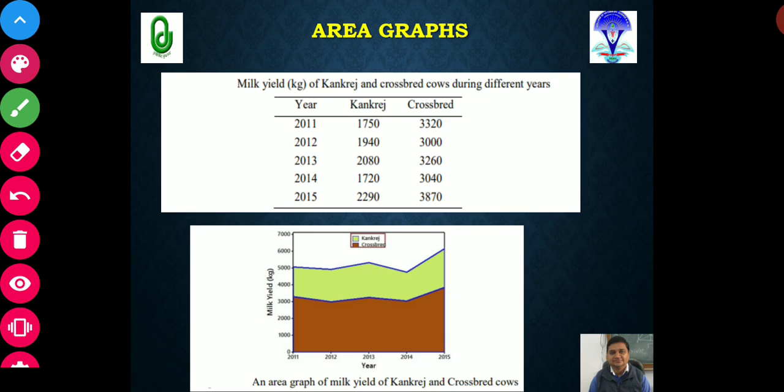So this is an example of an area graph. Here you can see the milk yield of Kankrej and crossbred cows during different years. The different years are 2011, 12, 13, 14, 15, and we have two types of animals, the Kankrej animal and the crossbred animal. Here you can see the graph, and from the legend you can see the crossbred is represented by brown color and Kankrej is represented by green color.